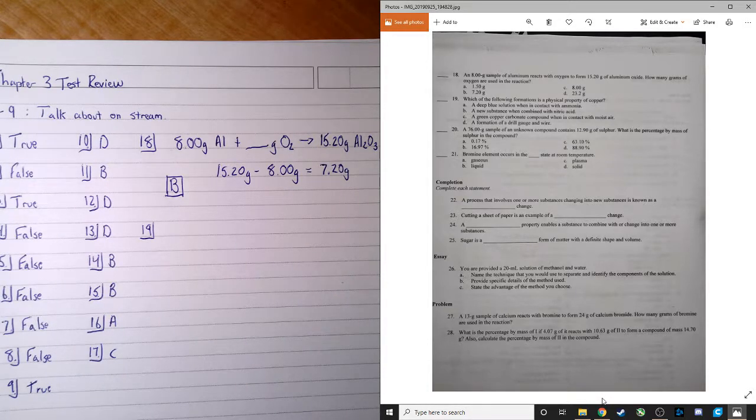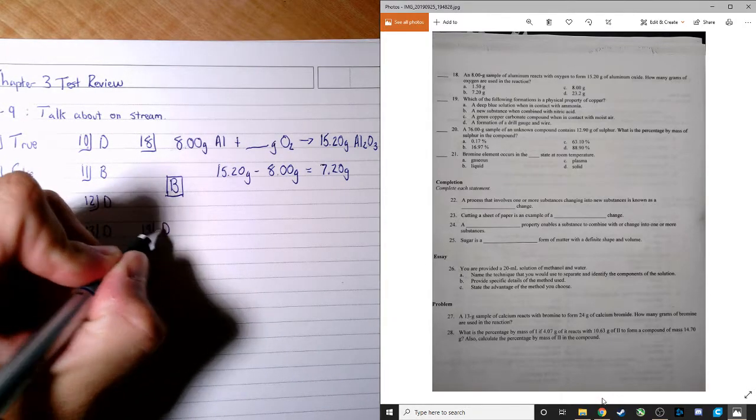So, for copper, we have a deep blue solution when in contact with ammonia. That's a chemical reaction, so it's not that. B, a new substance when combined with nitric acid. That's once again a chemical property. C, a green copper carbonate compound when in contact with moist air. That's also a chemical change. So that leaves us with D, a formation of a drill gauge and wire. So your answer for 19 is D.